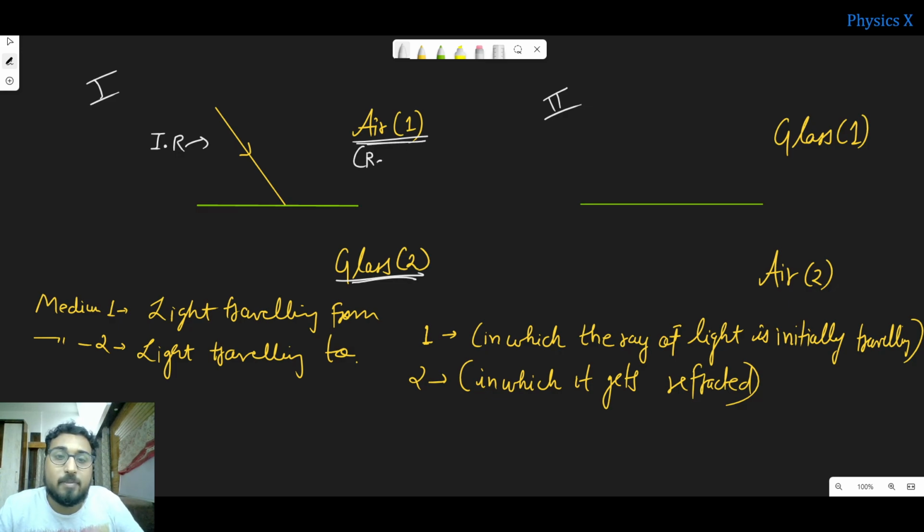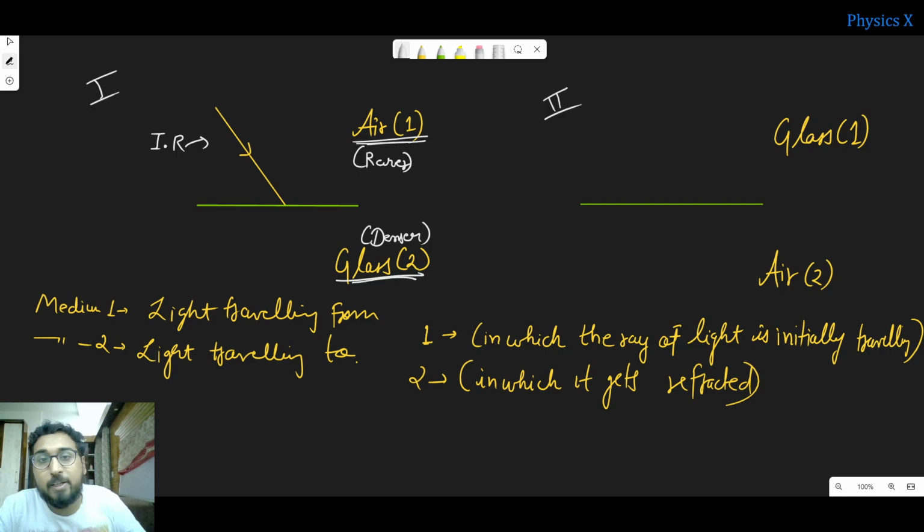Rarer medium. It is optically rarer medium. There is a table and there is a term called refractive index, by which you will know it is rarer and denser medium. Now consider that air is a rarer medium and glass is what? Denser when compared to air. I told you that these two, denser and rarer, are comparative quantities. So with respect to air, glass is a denser medium.